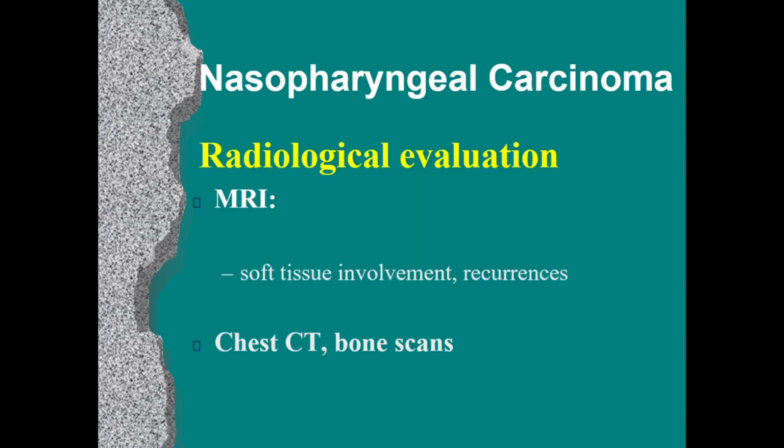MRI, as I said before: soft tissue involvement can be better evaluated under MRI examination than under CT. Also, we do chest X-ray and bone scan to demonstrate if there is extension outside the tumor, if there is distant metastasis or not.